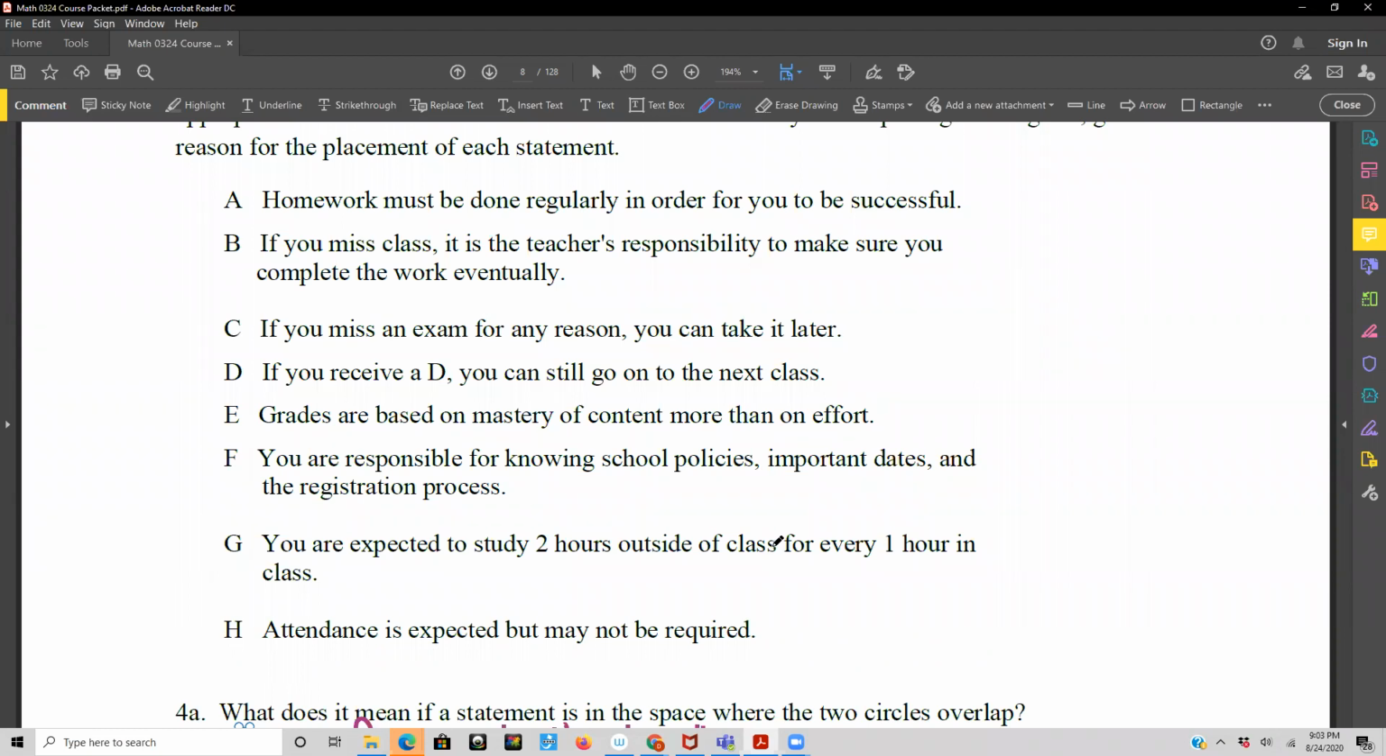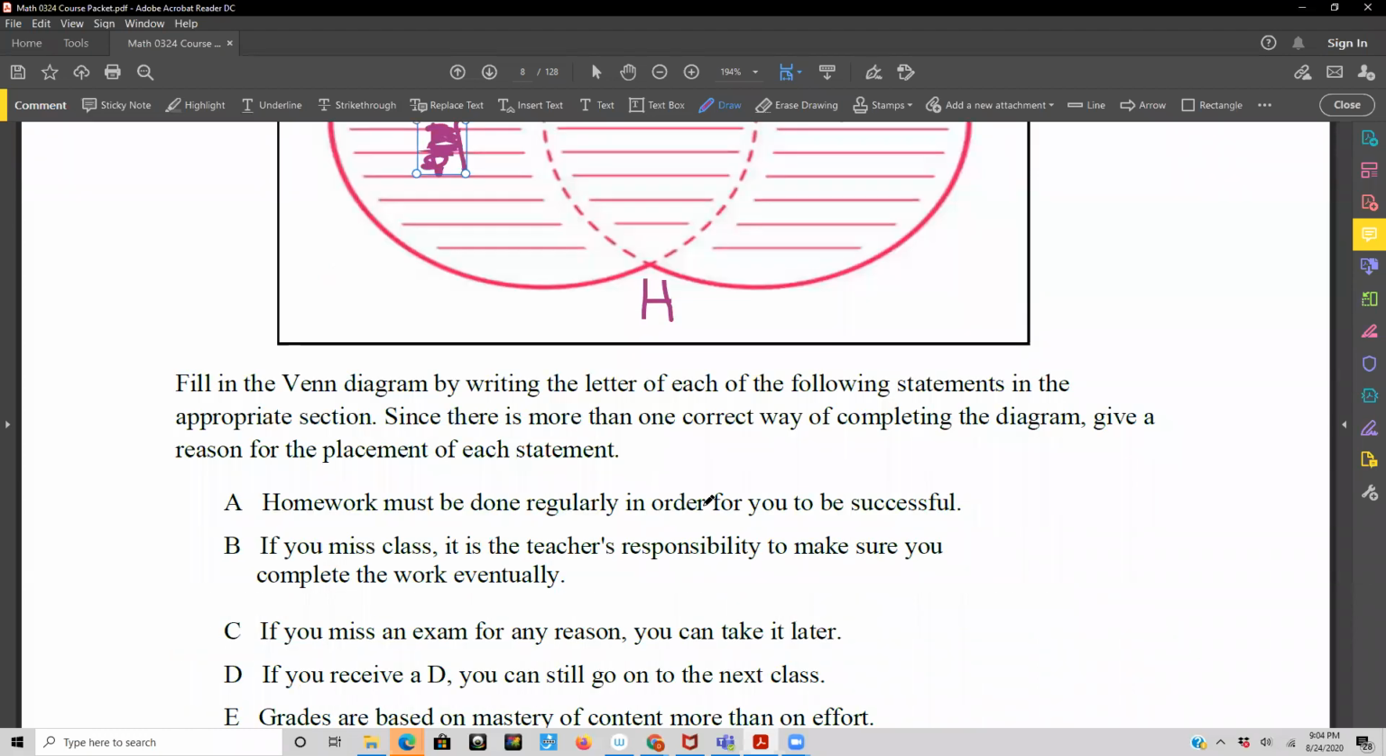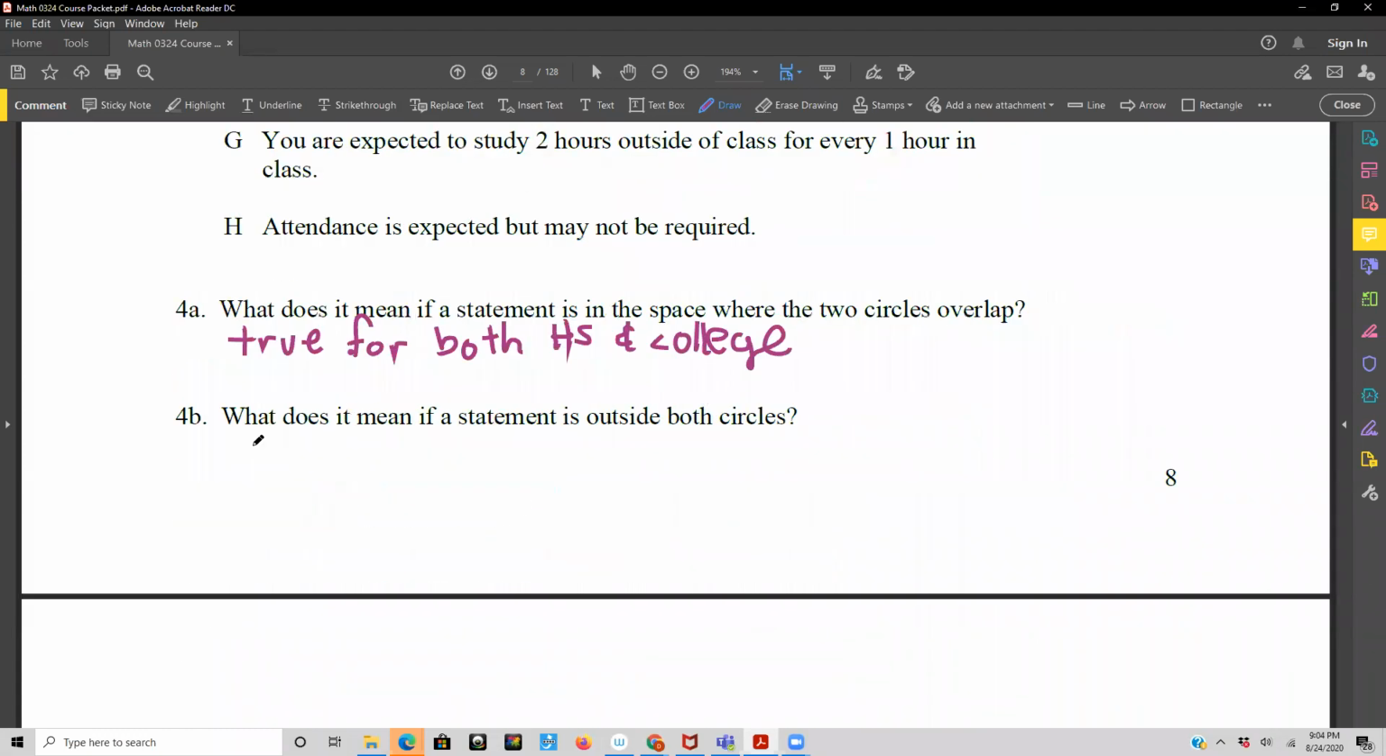So if you want, you do have to attend high school. Let's pretend H is out here, all right? So if H is out here, then attendance is expected but not required. It's not true of high school or college. So if it's outside the circles, it's not true of either.